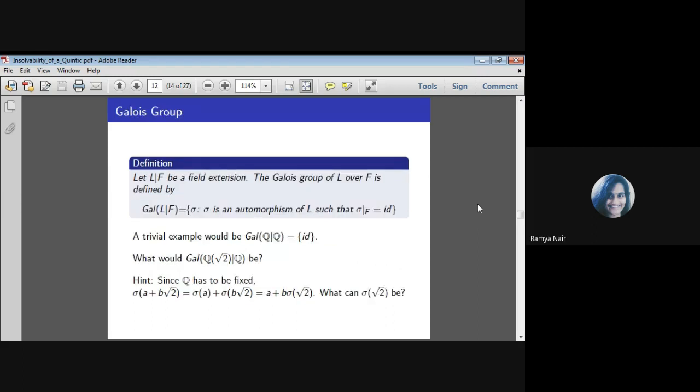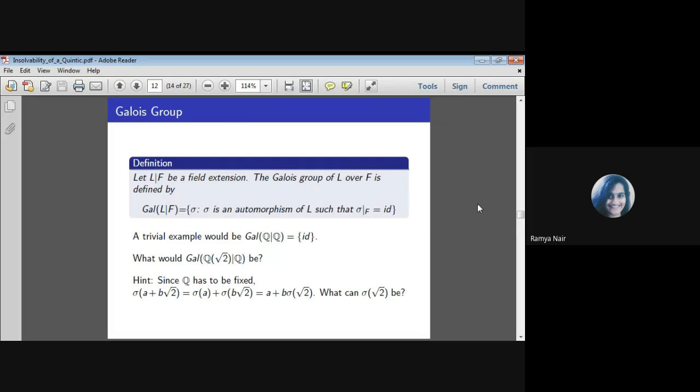Okay. So now we have this concept of Galois group. What is a Galois group? You have an extension L over F. The Galois group of L over F is defined as the set of all automorphisms of L which fix F. You can verify that this set forms a group, and this group is called the Galois group of L over F. Once again, this is the set of all automorphisms of the field L that fix the field F.